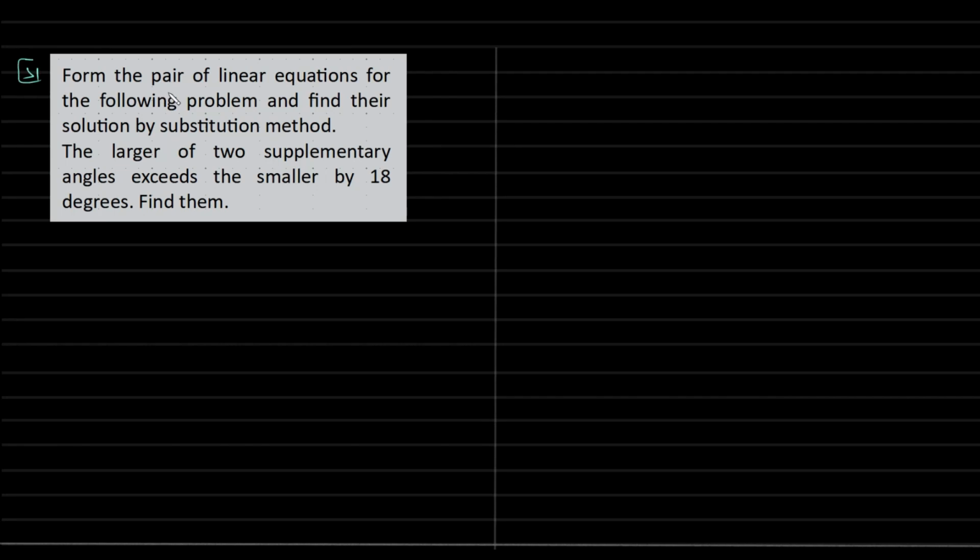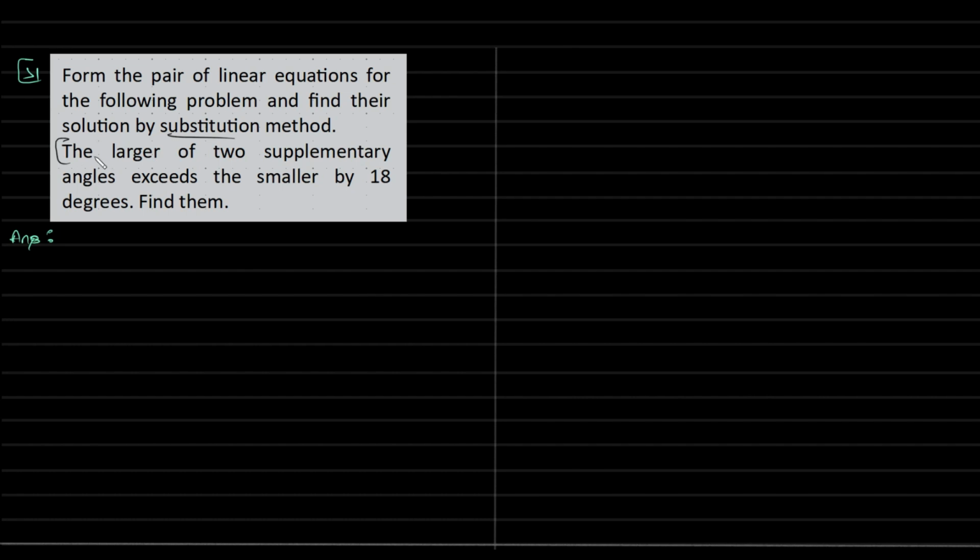Form the pair of linear equations for the following problem and find a solution by substitution method. The larger of the two supplementary angles exceeds the smaller one by 18. Find them. So again, we are looking at a word problem, right? Wherein we have to write the equations, obviously, and solve it through substitution method.